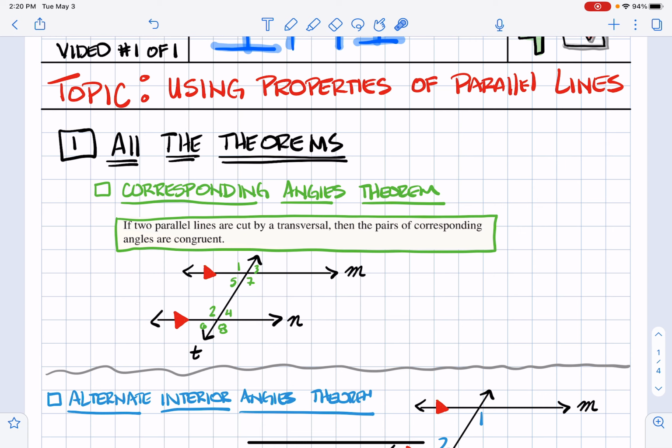The topic is all about using properties of parallel lines, and we got 4 boxes to dive into.